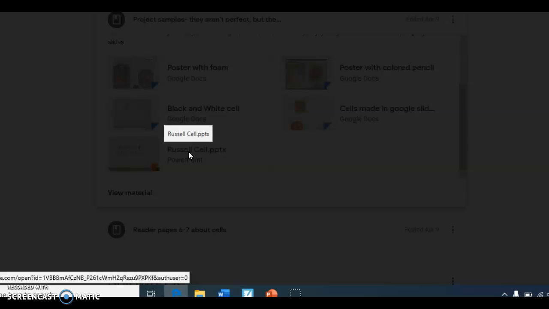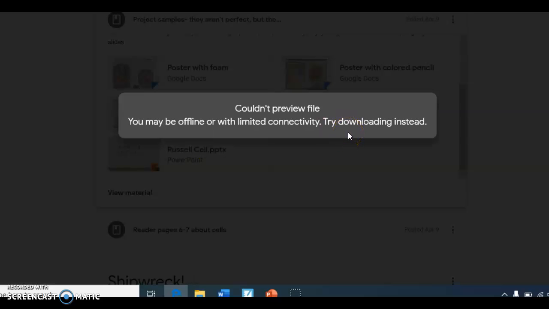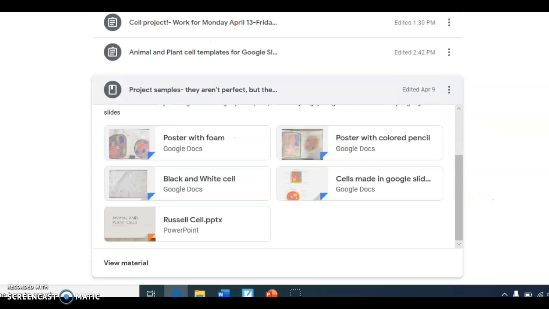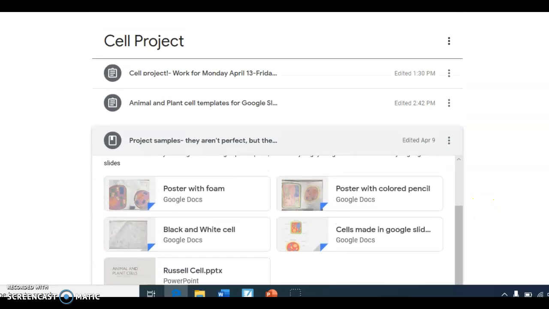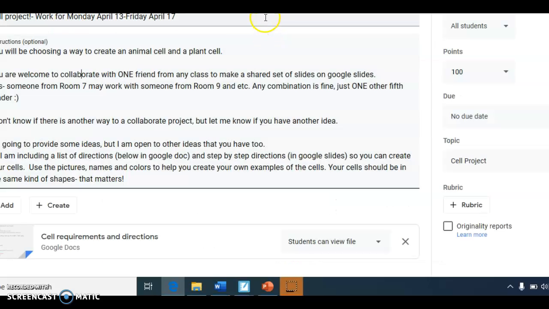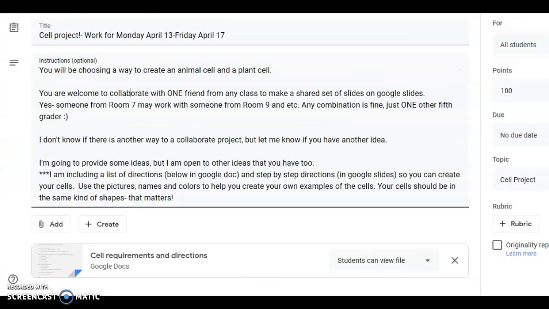This is my friend Russell from last year. He made, it's saying I can't look at it right now, so you'll have to look at it on your own. Here are actually pages 6 and 7 too about the cells if you need them. And, oh, I don't see the other page that I need. Hold on one second. Okay, I think I got what I need now. Let me move this a little bit.